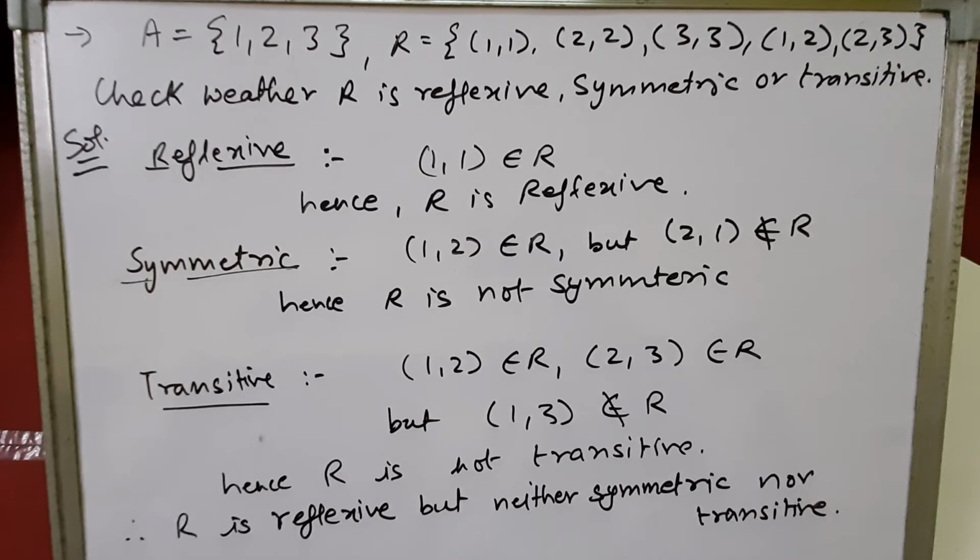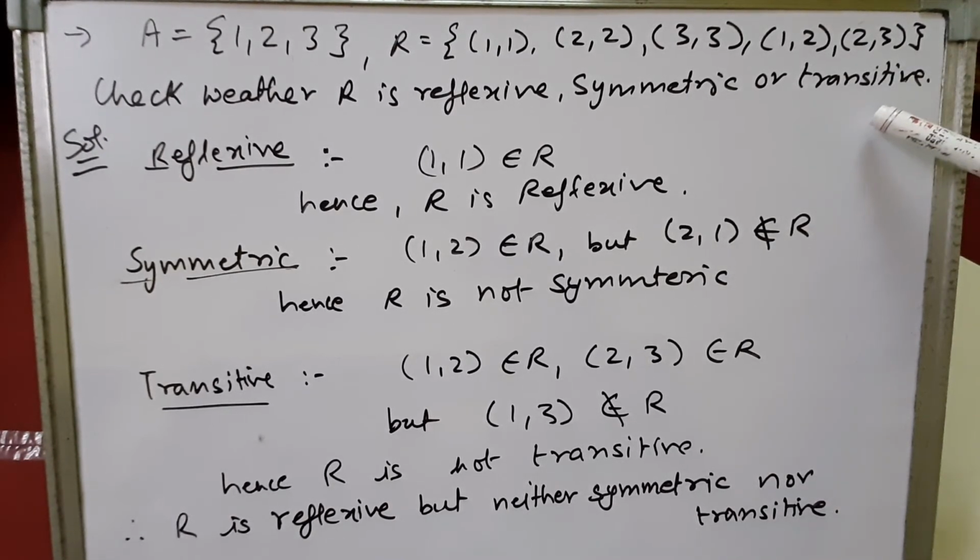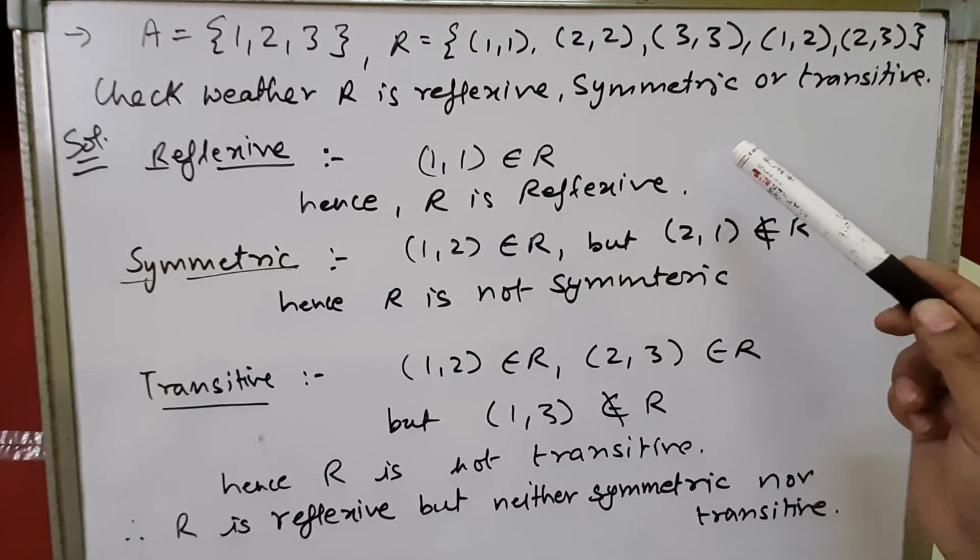Let's see another sum, children. In this sum it is given that set A has elements 1, 2, 3 and the relation R is given as (1, 1), (2, 2), (3, 3), (1, 2) and (2, 3). The question says check whether R is reflexive, symmetric or transitive. We have to check which type of relation R is. Let's see the solution.